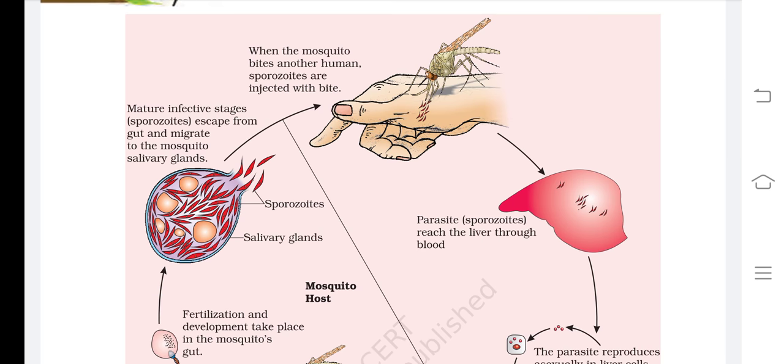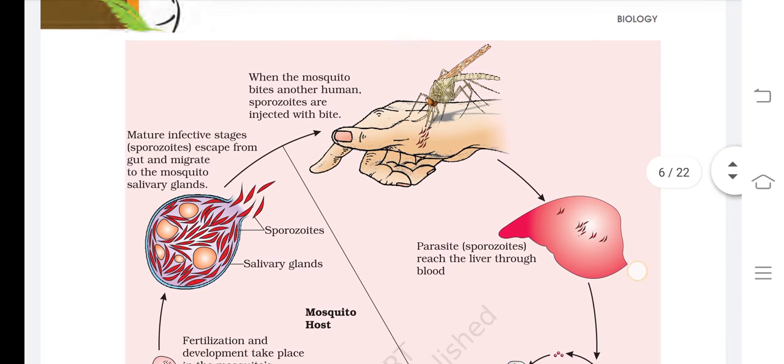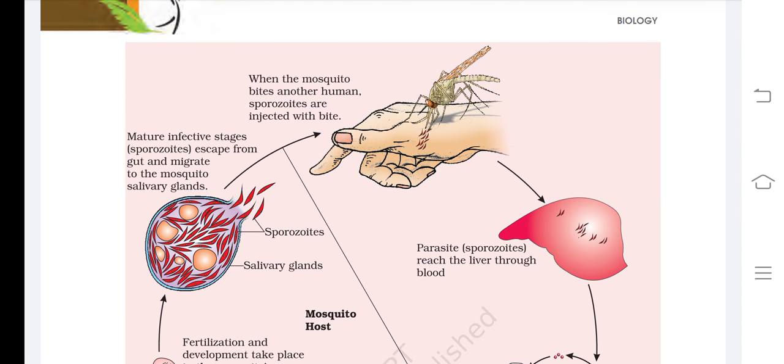They form the zygote, I guess. Mature infective stages, sporozoites, escape from the gut and migrate to the mosquito's salivary glands. They get stored in the salivary glands, and then again, when they bite another human, they inject those sporozoites into the blood of that human.